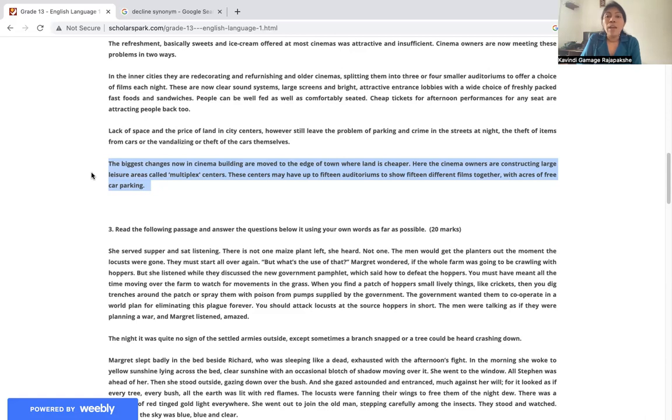Multiplex centers, where they could give more parking opportunities, as well as they could provide a number of auditoriums with a variety of movies. So like that, what we have to do is take the main idea of the passage and write the summary, or take the main idea of the passage and write it in our words.